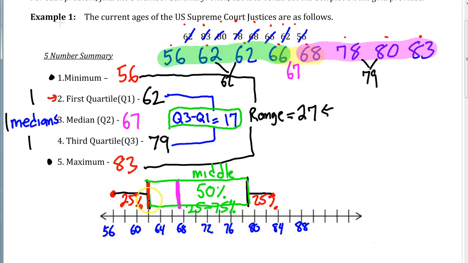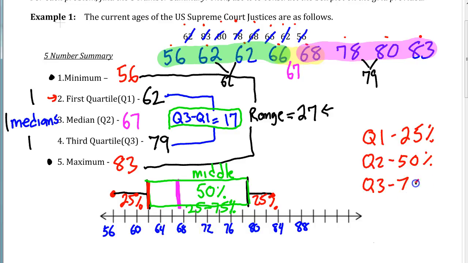Or you can say, what percent is above 62? Well, it'd be the middle 50 plus the 25, so it'd be 75% is above Q1. So just the idea that Q1 is at the 25%, Q2, of course, or the median is at 50%, and Q3 is the 75% mark. So if you're above, how much is above 25%? Well, that'd be 75 to get to 100. How much is below? Well, just 25.